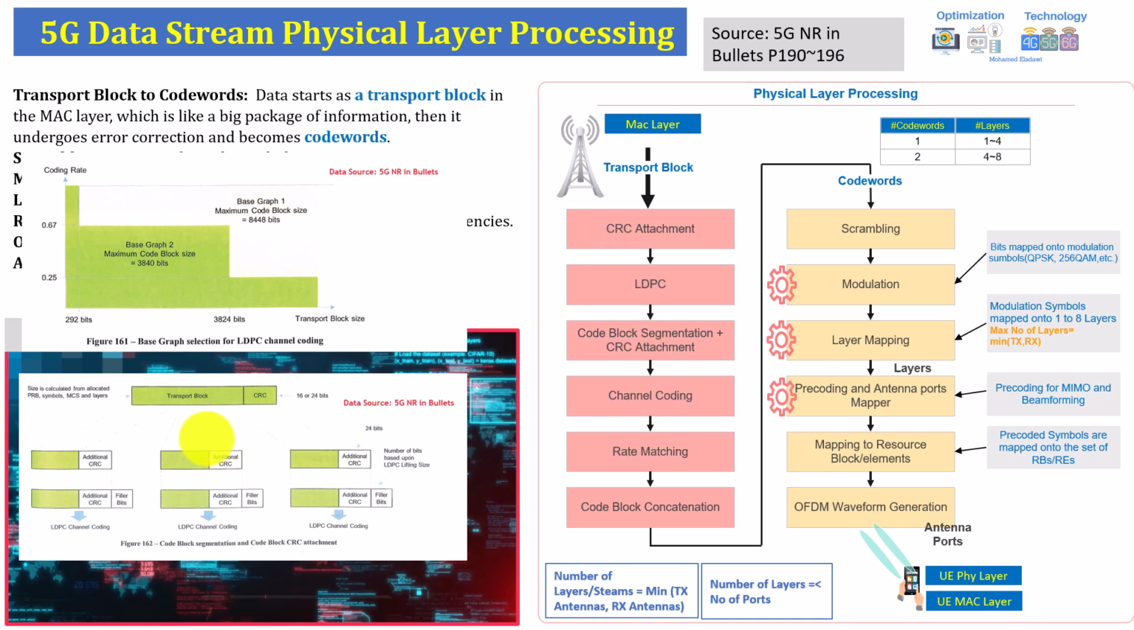So after the CRC is added to the transport block, all of this will go through something called LDPC. And if you remember, it's called low density parity check.